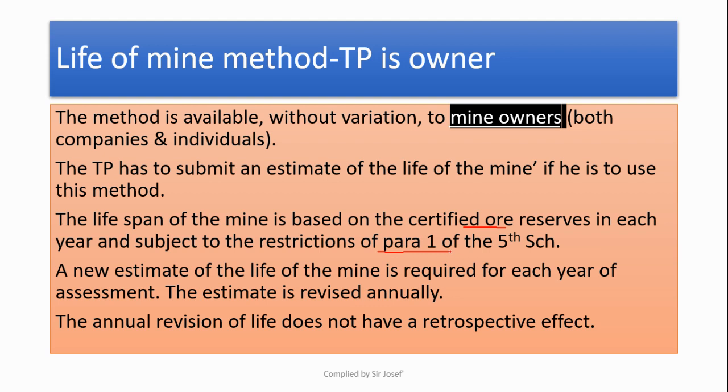Okay. A new estimate of the life of mine is required for each year of assessment. The estimate is revised annually. So you don't say, because we estimated the life to be 20 years in 2018, by virtue we are left with 17 years because we are now in 2021. No, you have to estimate it every year or annually. Then the annual revision of life does not have a retrospective effect. Okay, by this one, for you accountants, of course, I expect you to understand this.